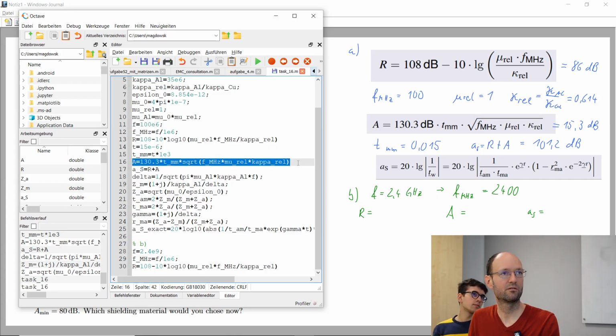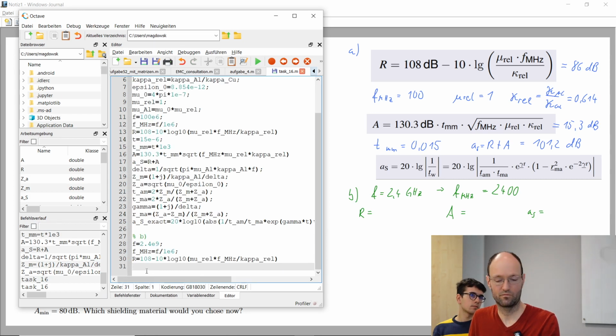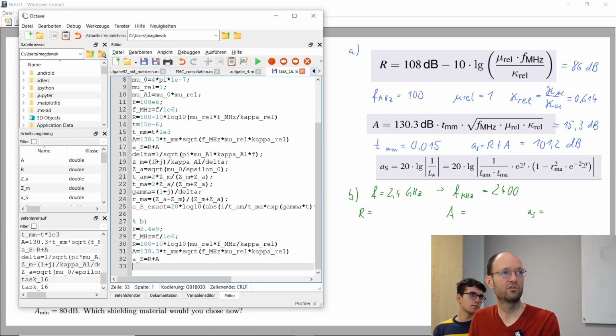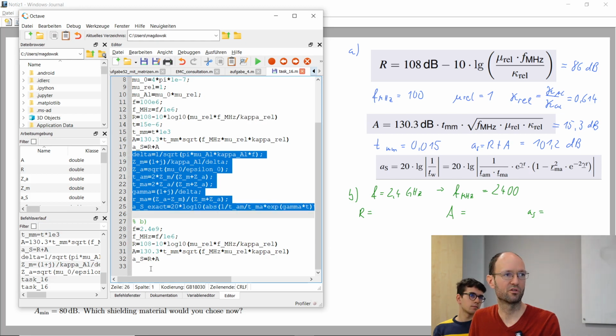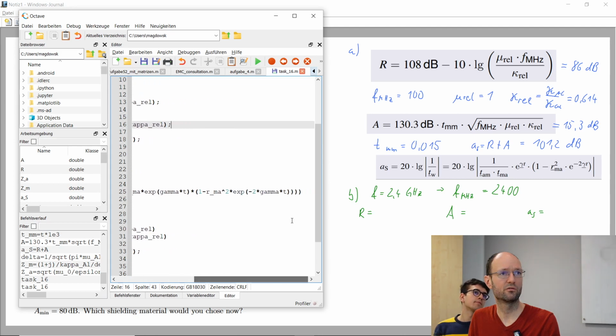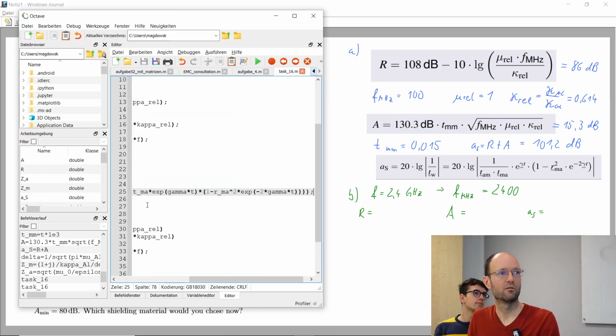We need to recalculate the absorption loss. We need to recalculate the total shielding efficiency for sure. And so if the frequency changes, delta will change, all these parameters here will change, so I will also just copy this. And then maybe escape all the output here on the top so that we don't see this anymore. So we should now only see values from the new calculation. This one here also needs to be escaped. And okay, let's run.